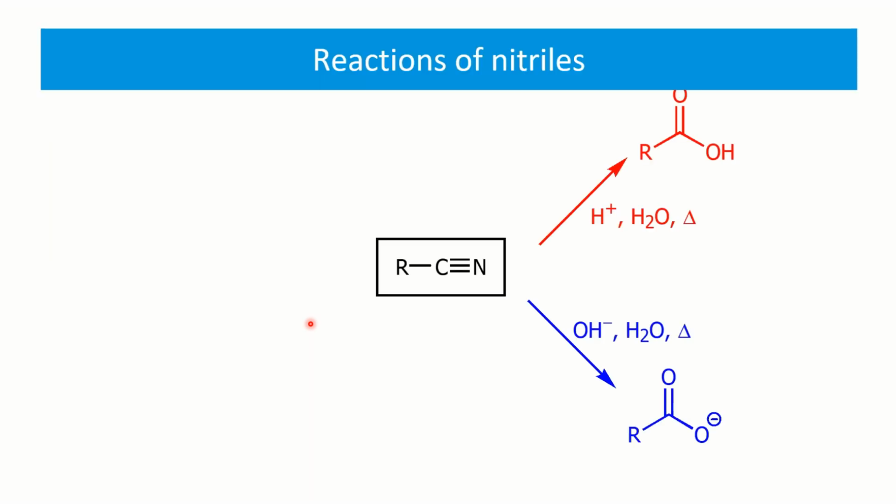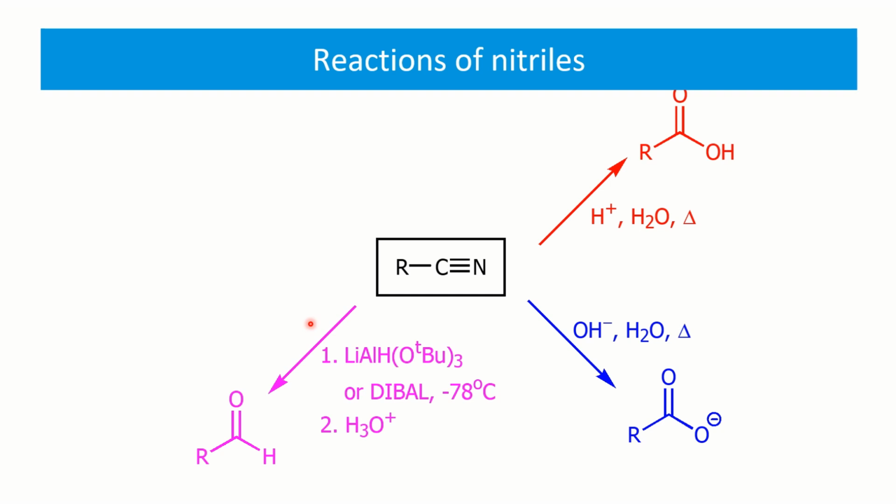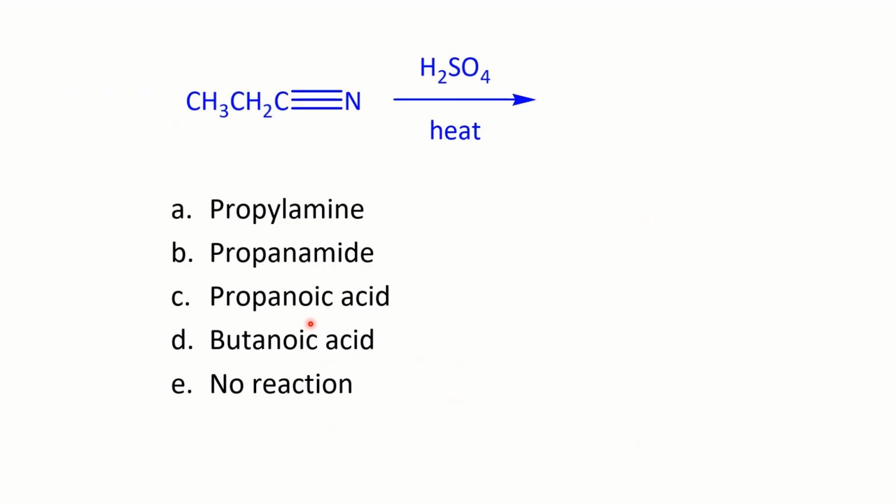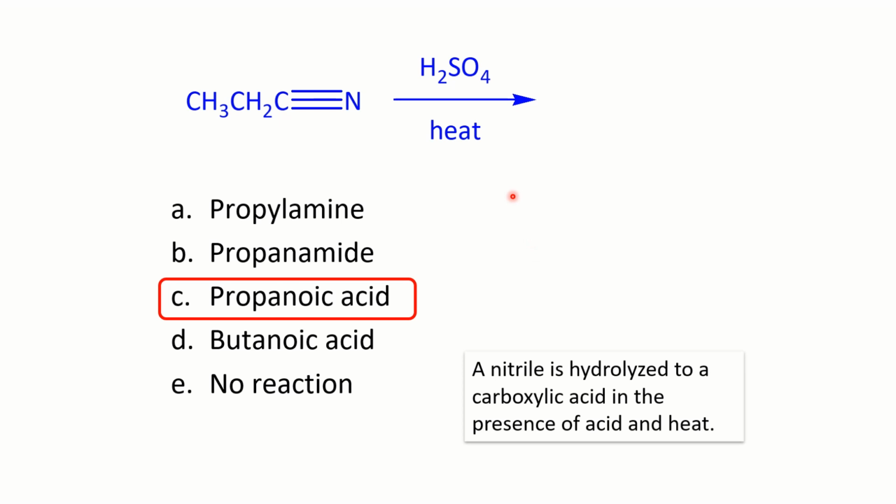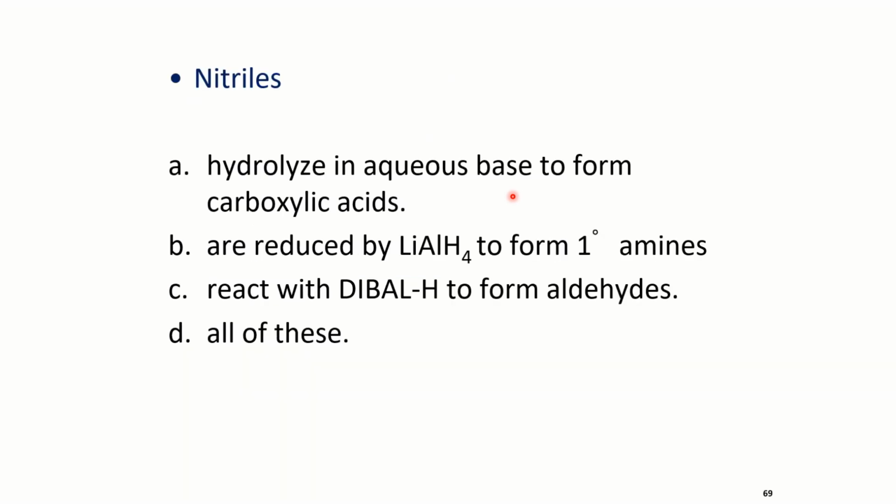To summarize, we can hydrolyze, we can do a partial reduction, we can do a full reduction. What was missing there, of course, was the reaction with the Grignard. Here, of course, you can see that we have hydrolysis. We have a 1, 2, 3 carbon chain. So, of course, that would be propanoic acid. I think we've seen this before.